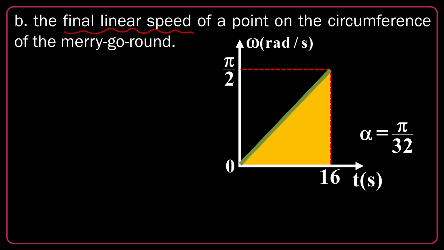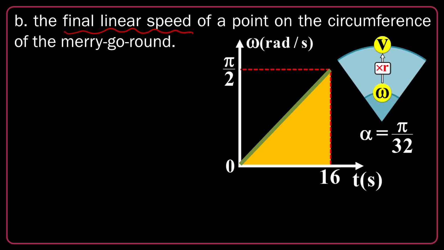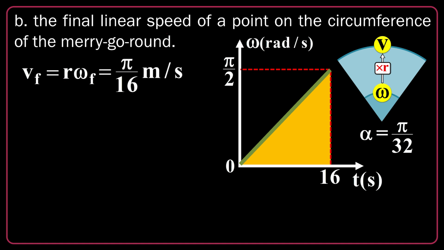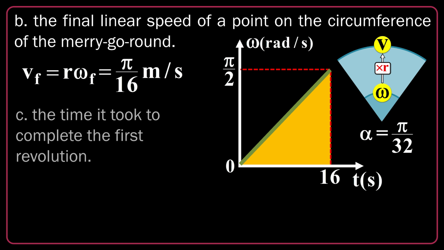Final linear speed. You remember, from rotational to linear motion, we had an elevator. If I know the omega, I can multiply by r and find v is equal to r omega, according to the map I developed. So final velocity will be final omega times r. Easy. Final omega is pi over 2, and the radius is given to be 2 meters. So the answer will be 2 times pi over 32, which is pi over 16 meters per second. Final linear speed.